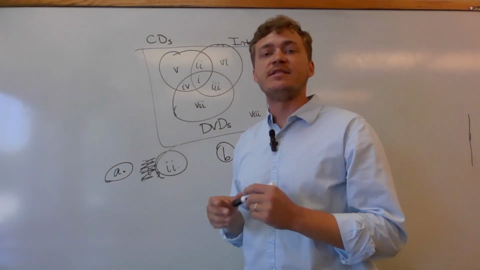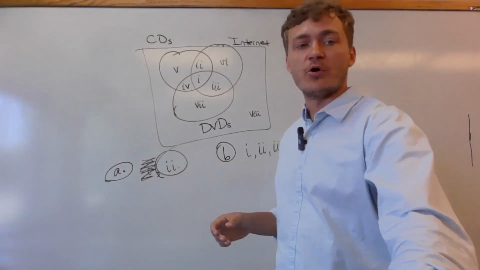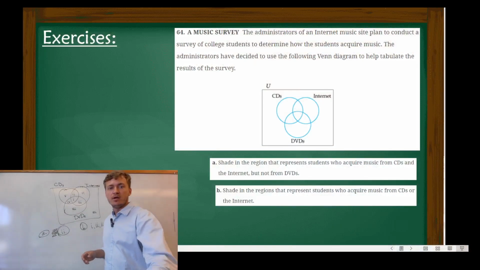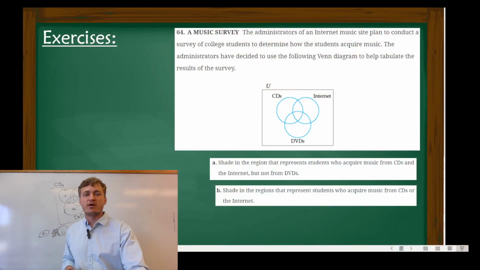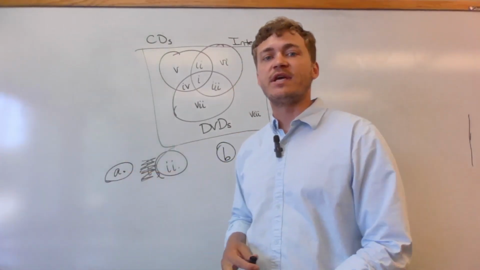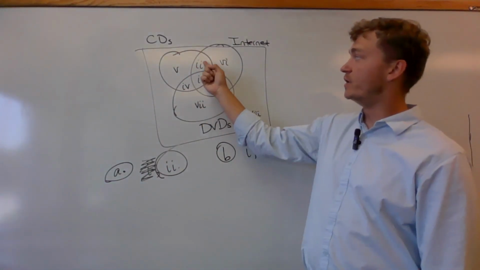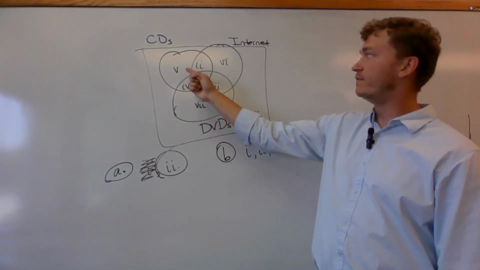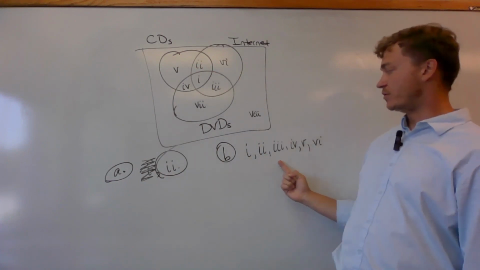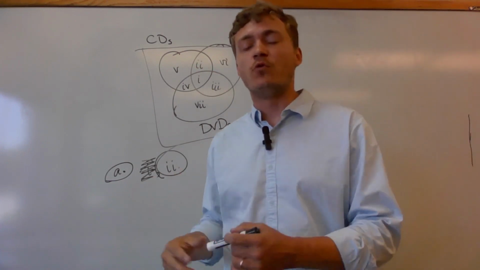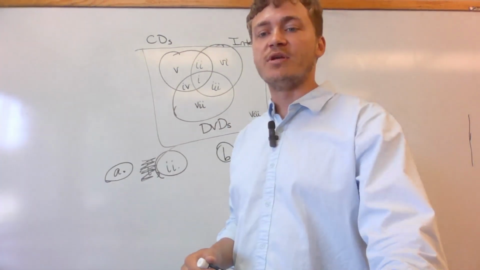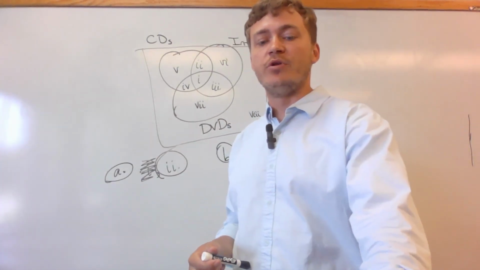It says CDs or the internet, right? We go back to part B. Show the representation who acquire from CDs or the internet. So in this case here, what's in CDs, what's in the internet? We're just going to list that out. 1, 2, 3, 4, 5, and 6. CDs or internet, or potentially both, representing our union.